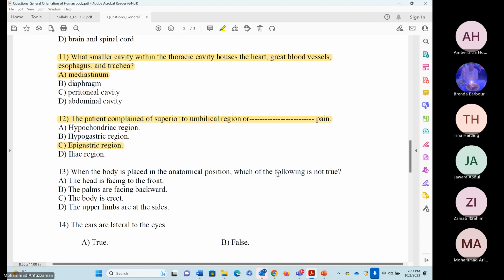On the right and left sides of the epigastric region are the hypochondriac regions. And inferior to the umbilical is the hypogastric region.